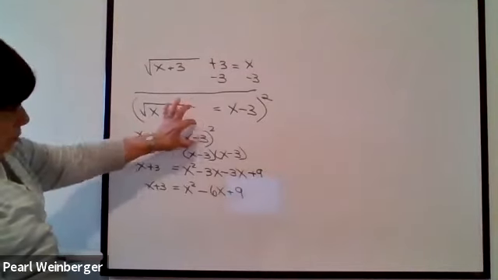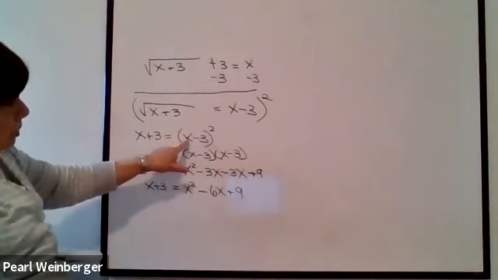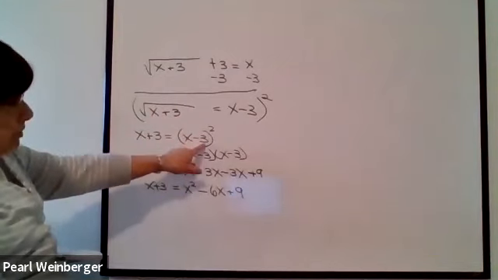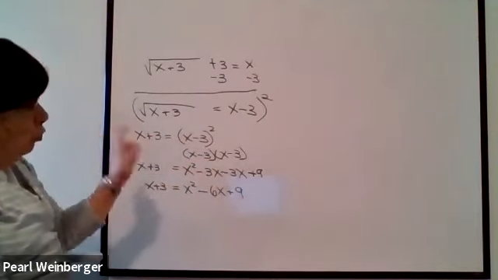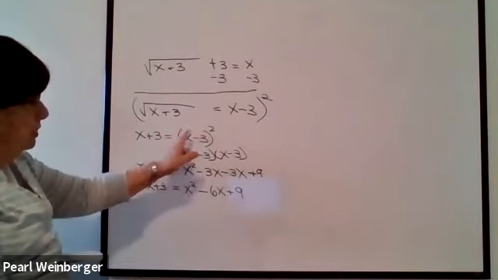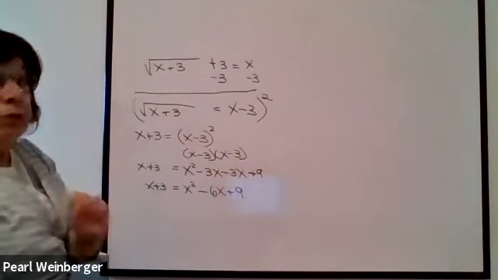It's just following the pattern. If you're squaring a binomial, you take the first term and you square it, x times x, and you get x squared. You take the last term and you square it. Negative 3 times negative 3 is plus 9. But you have to also do one other thing. You have to multiply the two terms together. X times negative 3 is negative 3x, and double it.